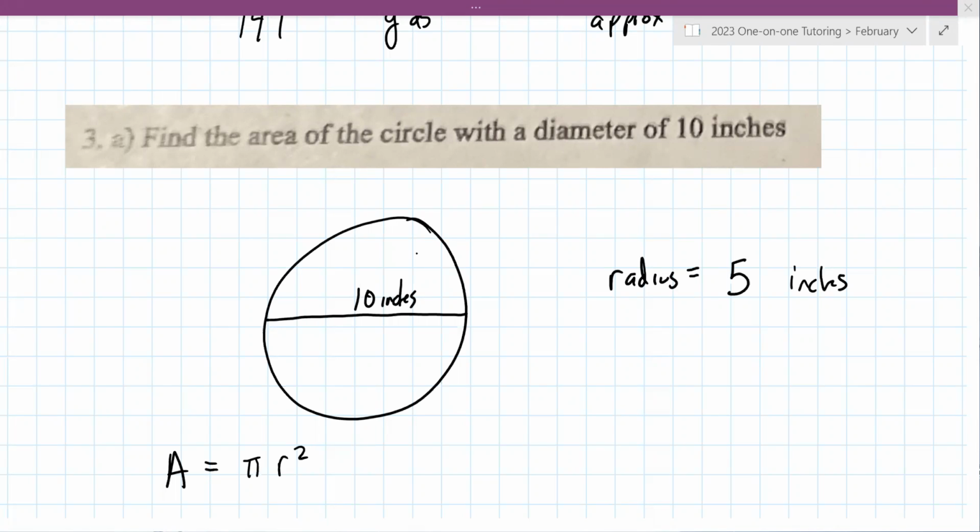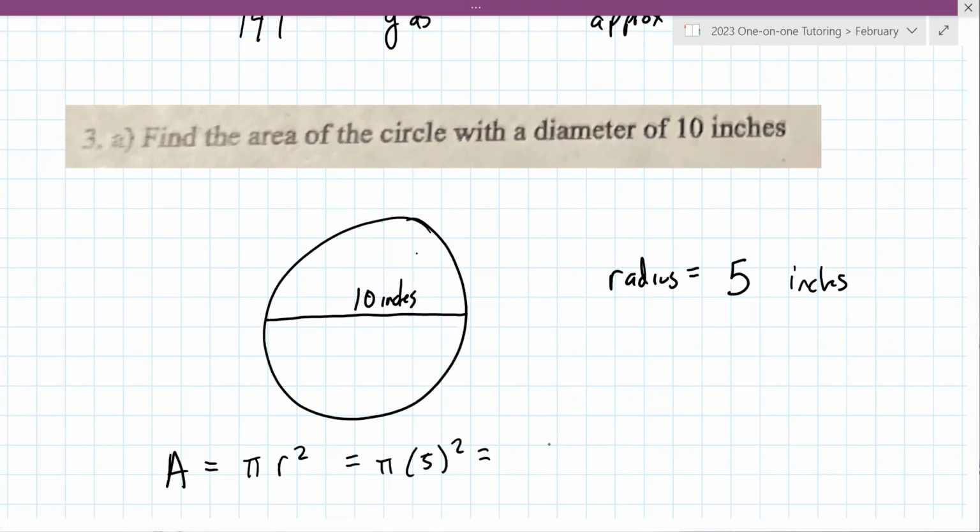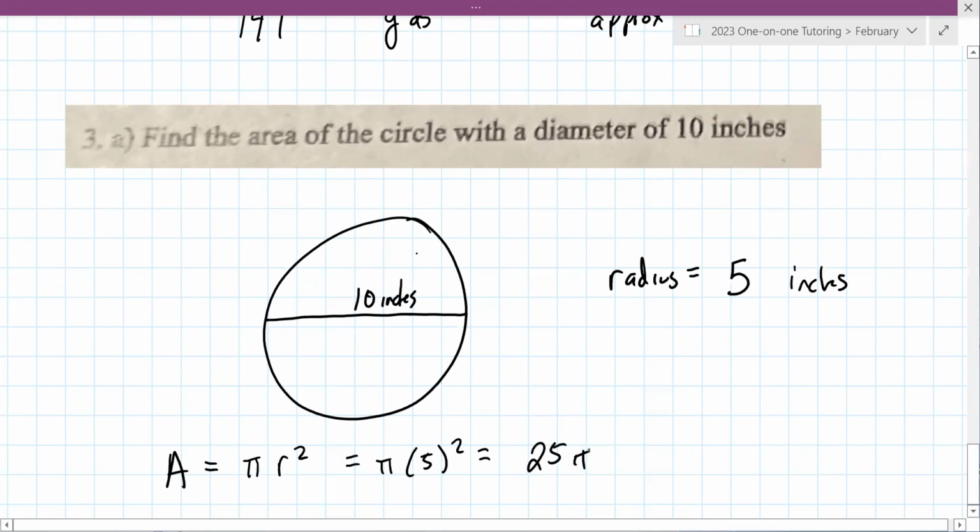Okay. So now I want you to calculate this. Pi times r squared. What is 5 squared? 5 squared is 25. So it's 25 pi.